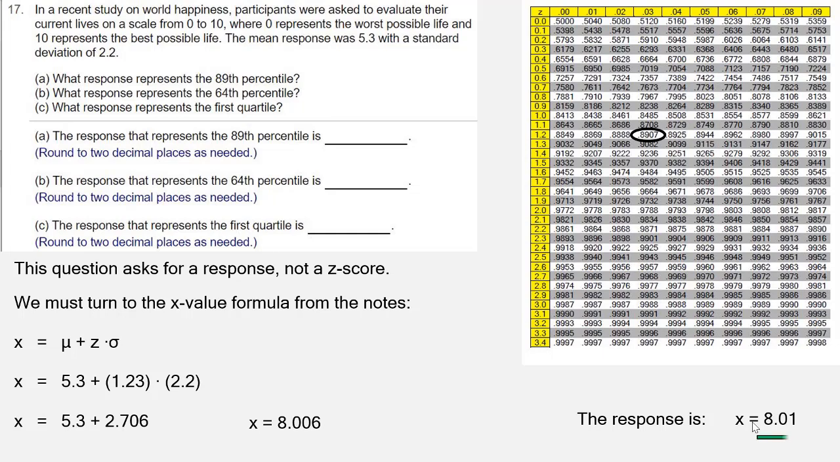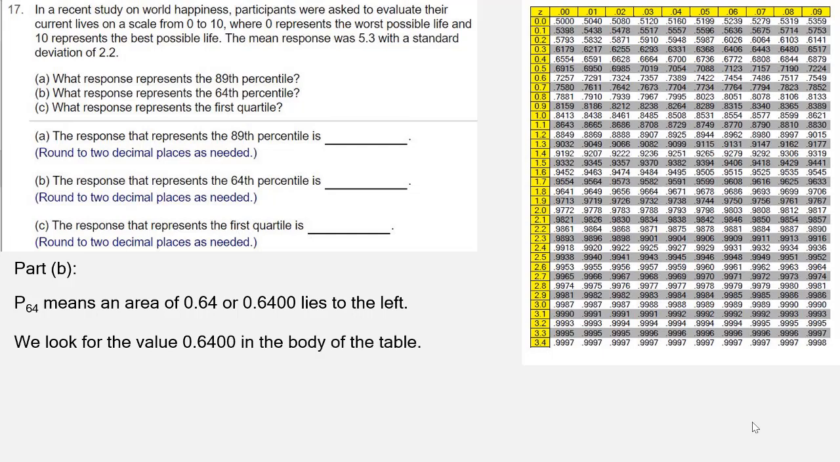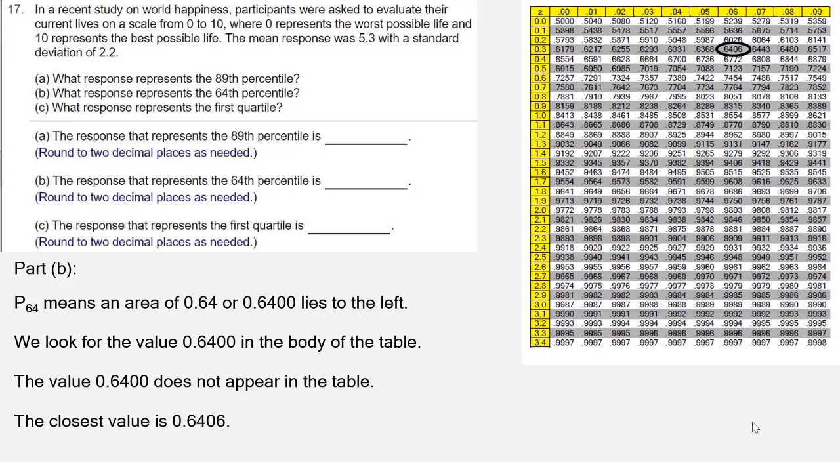Let's look at part B. In part B, the 64th percentile is P64. That has an area of 0.64 to the left. Since the table has 4 decimal place accuracy, we're going to look for 0.6400 in the body of our table. 0.6400 is not on our table. The closest value that we have is 0.6406. That corresponds to a z-score of 0.36.